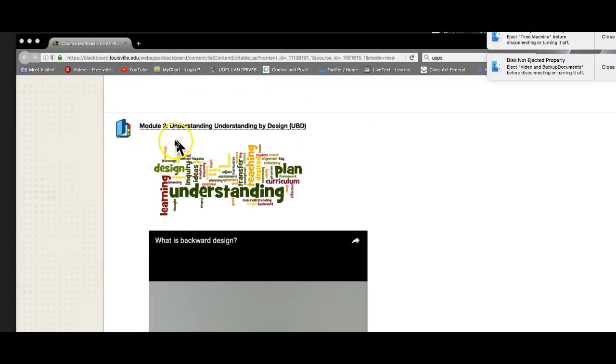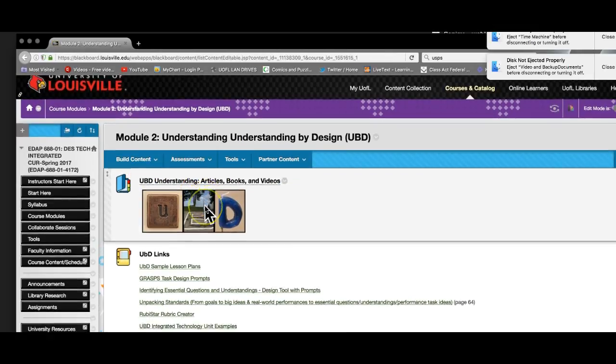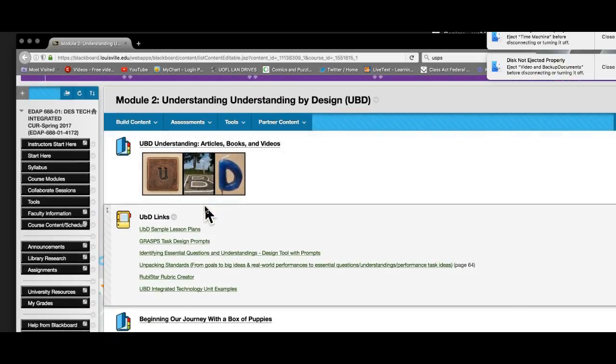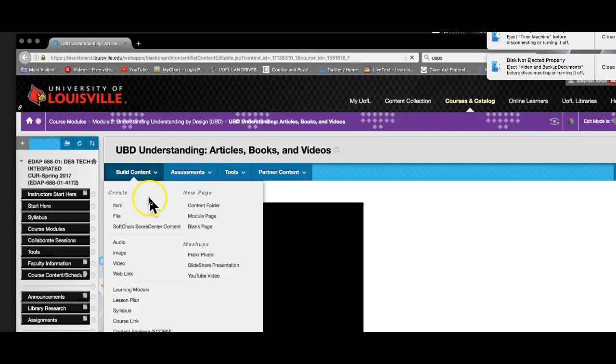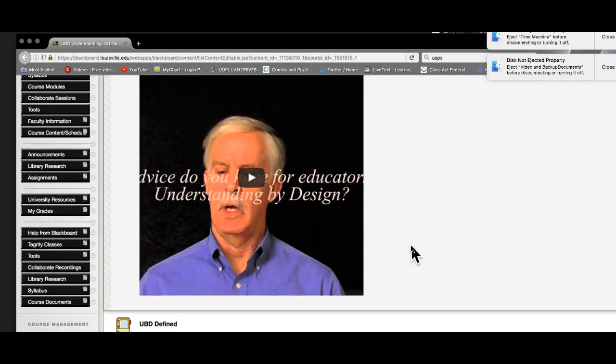But if we go into this folder, and then inside of this folder are an amazing amount of resources about understanding by design. We're going to go into the top folder that says Understanding Articles, Books, and Videos. And this is where we need to start.